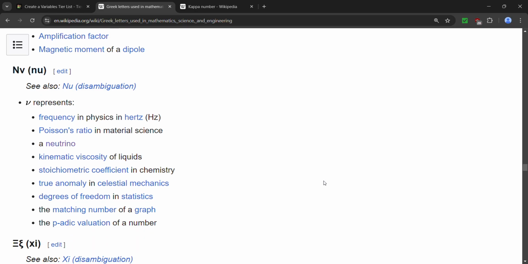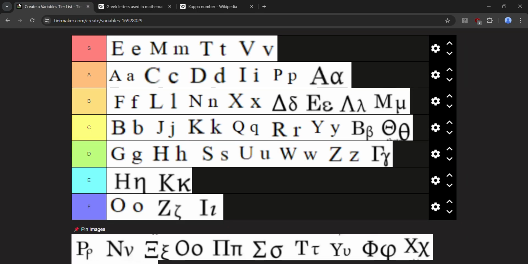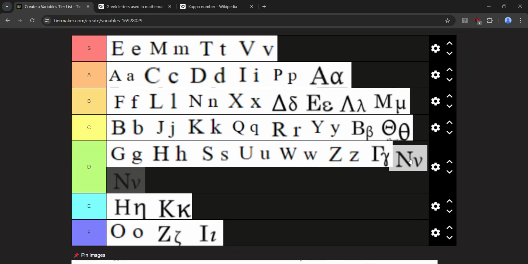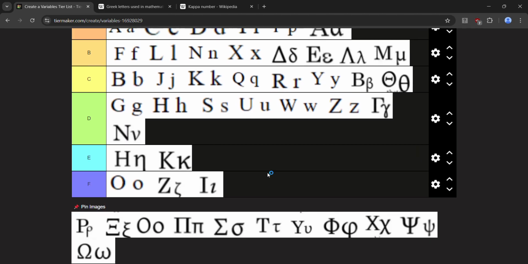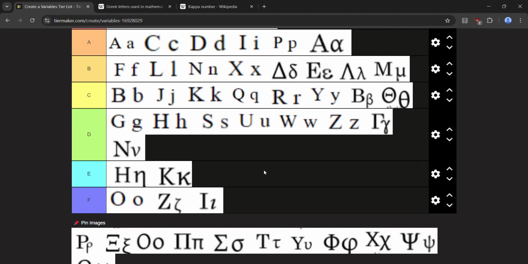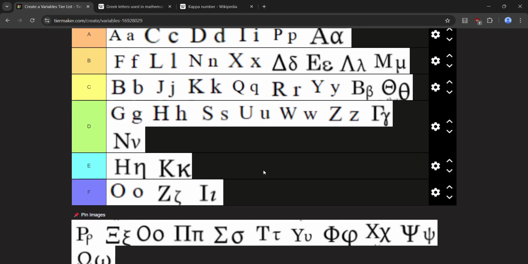Anyway, nu, right? Frequency, that's the main place I've used it. Neutrinos, no one cares about neutrinos. I'm sorry. Kinematic viscosity is just dynamic viscosity but worse. And yeah, it's D tier. I think it's D tier. It has some uses. It's not like I'm never going to use it, but yeah, it's not great.